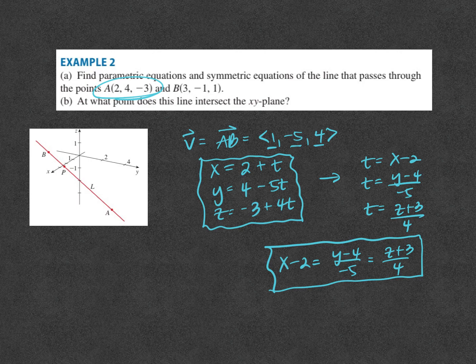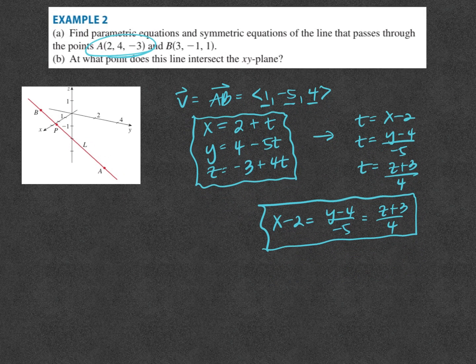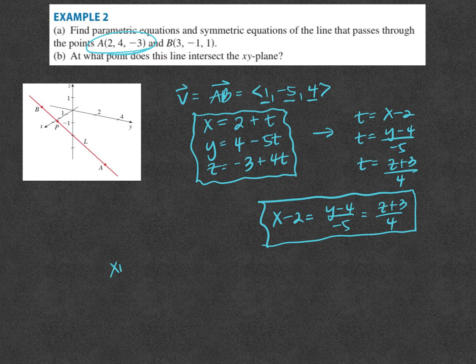Question B says, at what point does this line intersect the xy plane? Now remember, in the xy plane, z equals 0. So that's a given to us there. Let's plug that into our parametric equation up here. So we know that z equals 0. That's going to help us solve for t. So we're going to say t equals 0 plus 3 over 4.